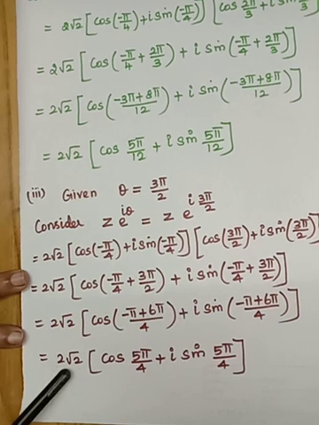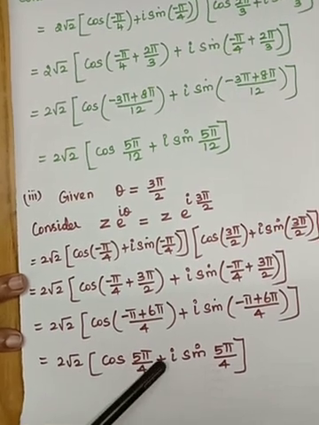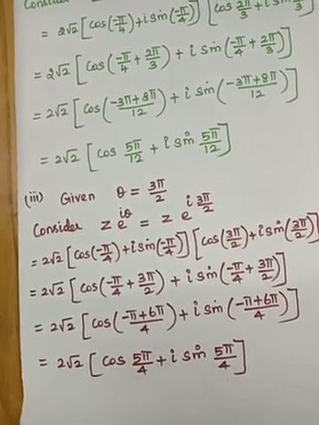So we are getting the answer 2 root 2 into cos 5 pi by 4 plus i sin 5 pi by 4. Thank you, students.